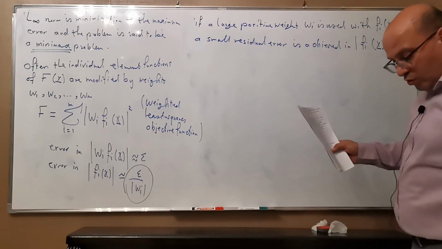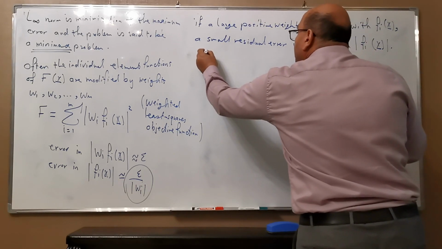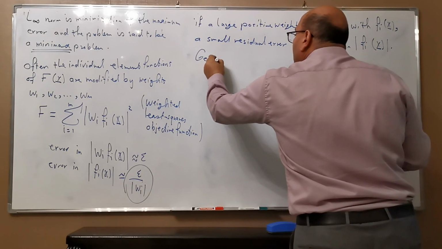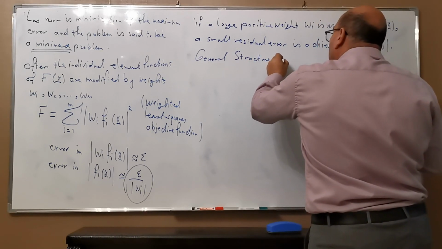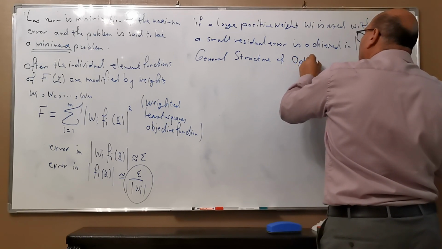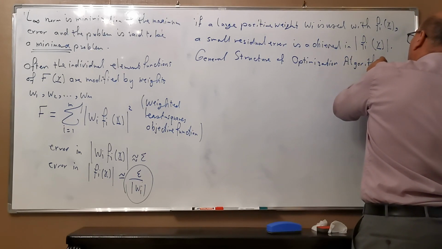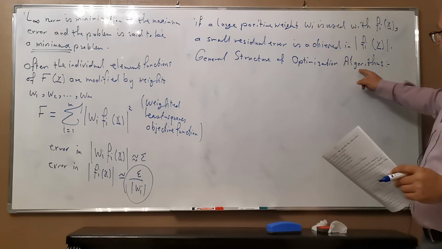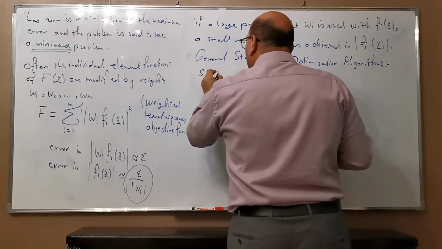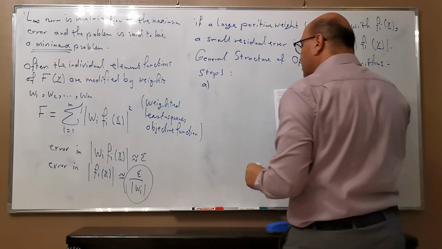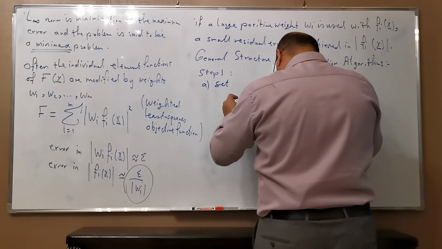All right. So let me move to the general structure of the optimization algorithm. I'm going to write it down here. The general structure of optimization algorithms includes 4 steps. The first step is the initialization. So step 1, the first item will be to set k equals 0.